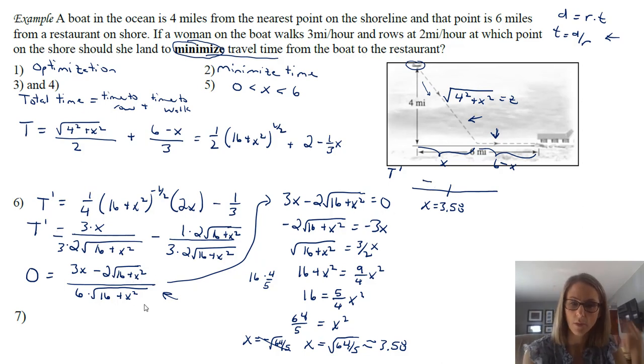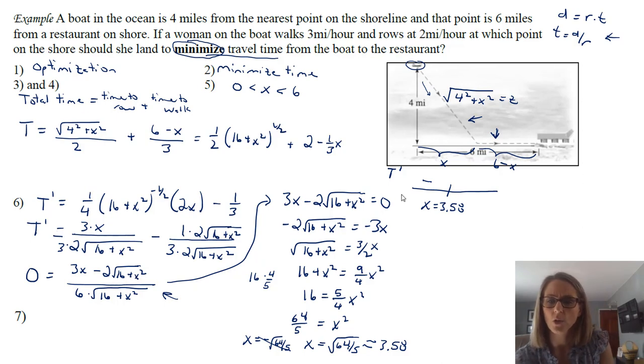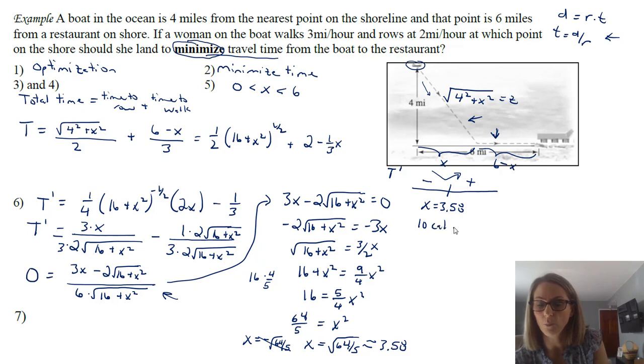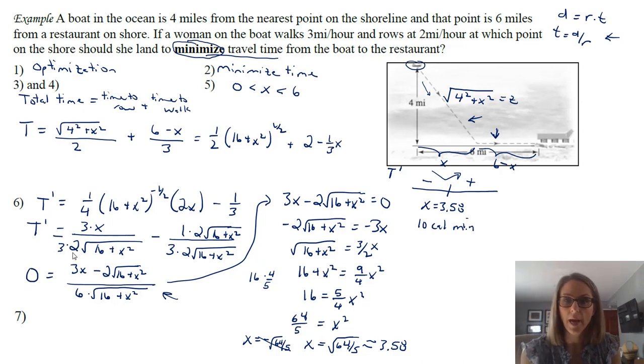And then if I put in something very large, like 10, I'm going to have 30 over here. I'm going to have a little over 10 here, so that's like 20. So 30 minus something like 20 is still going to be a positive value. So that does tell me that my value is a local minimum, that value minimizes that time function. So local min. So that's what I needed to know. And so now, we have found the point on the shore. So now we can answer the question.